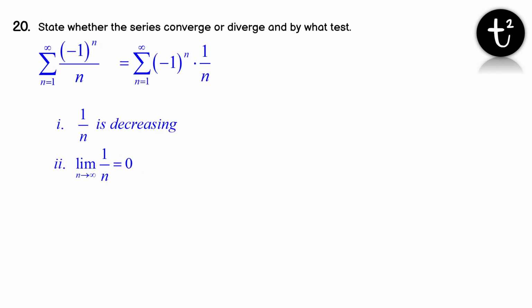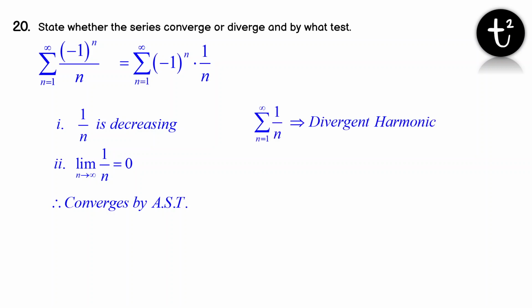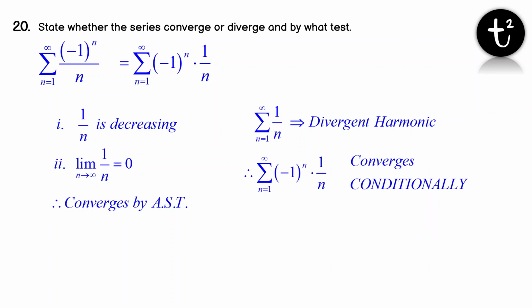So since the two properties for convergence of alternating series hold, we can state that this is in fact convergent by the alternating series test. But now it's no longer enough just to state that an alternating series converges. We need to add to that statement whether this convergence is absolute or conditional. So we're going to test the series without the alternating component. If we just strip the series of its alternating component, this is the sum of 1 over n, which we see is the divergent harmonic series. Therefore the original alternating series converges conditionally.